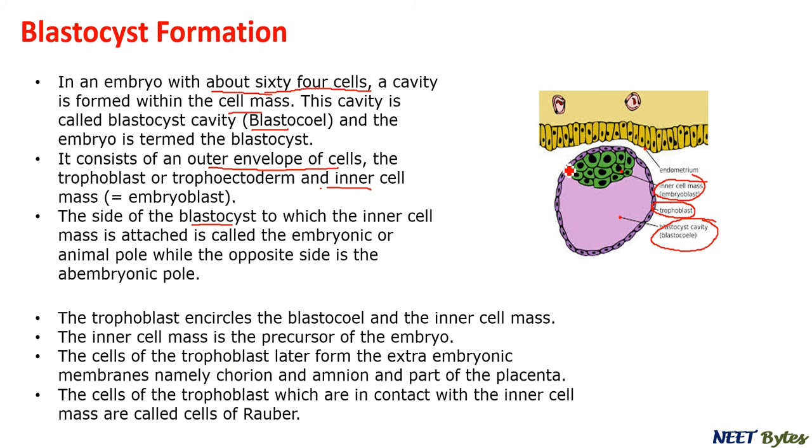Now the trophoblast encircles the blastocoel and the inner cell mass, as we can see in the diagram. The cells of the trophoblast later on form the extraembryonic membrane. And the cells of the trophoblast which are in contact with the inner cell mass are called cells of Rauber. Actually it is not shown in the diagram, but when these are in contact, they are called the cells of Rauber.